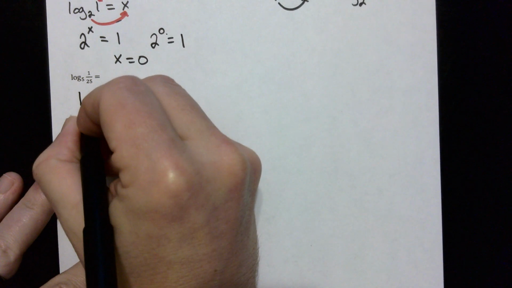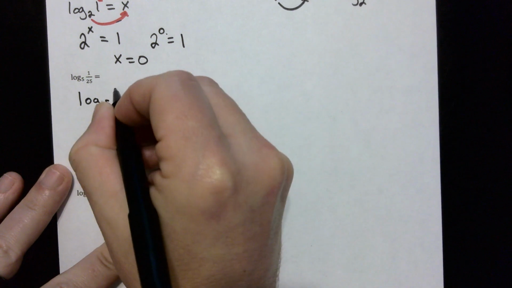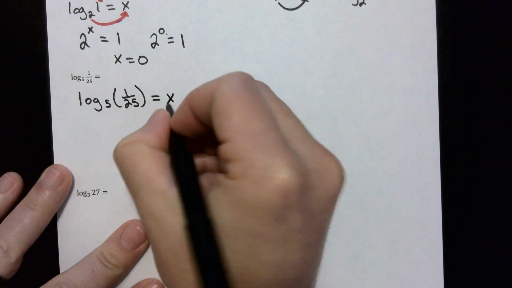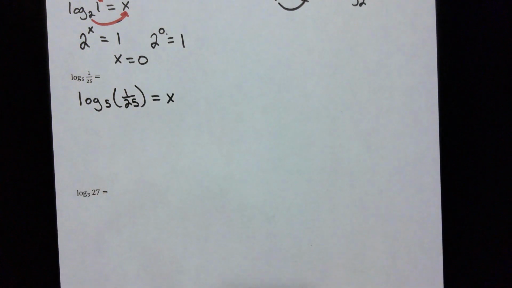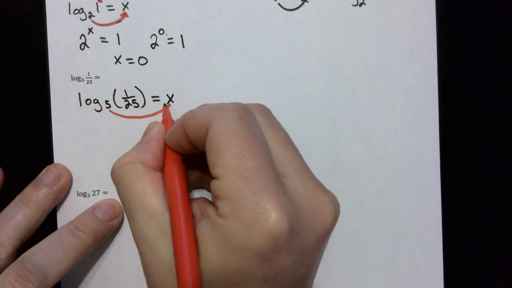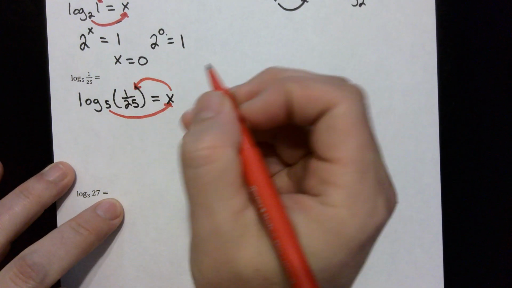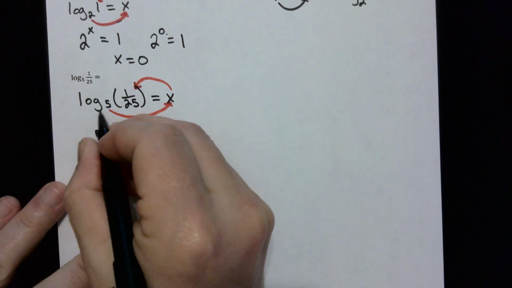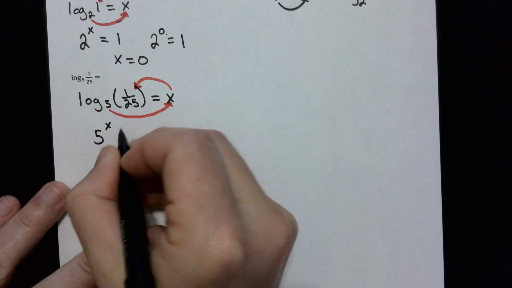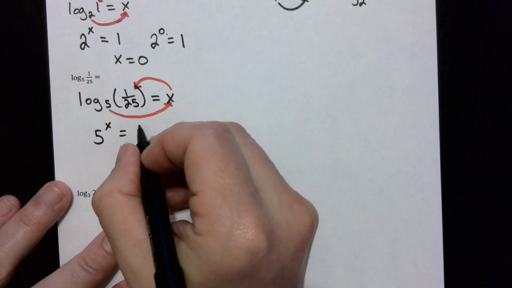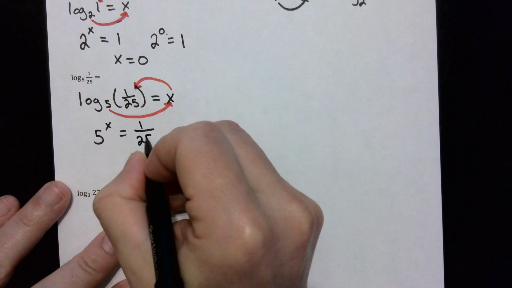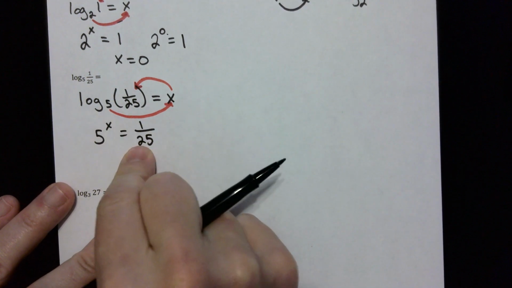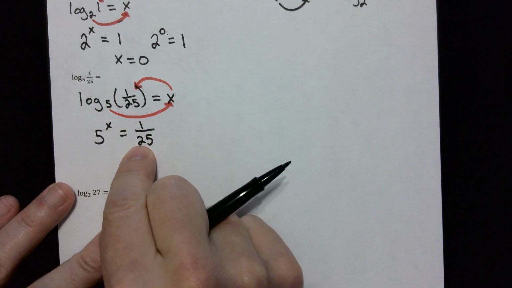I have log base 5 of the fraction 1 over 25, and I'm going to set that equal to x, and use the circle method to convert this into an exponential. So it would be 5 to the power of x is equal to 1 over 25. Now we have to ask ourselves, what power could 5 be raised to that would give 1 over 25?